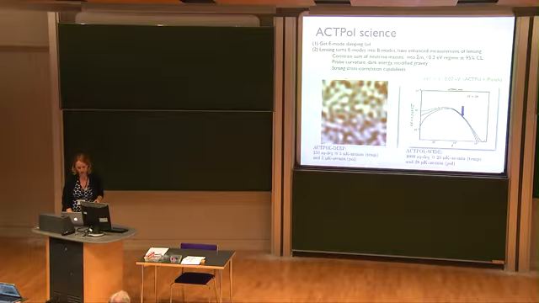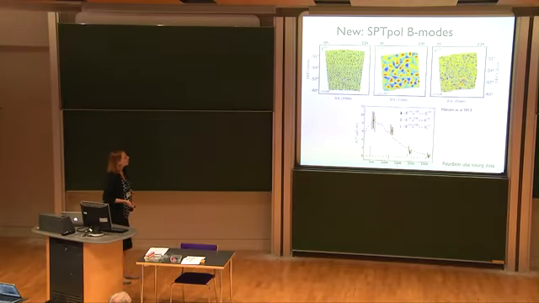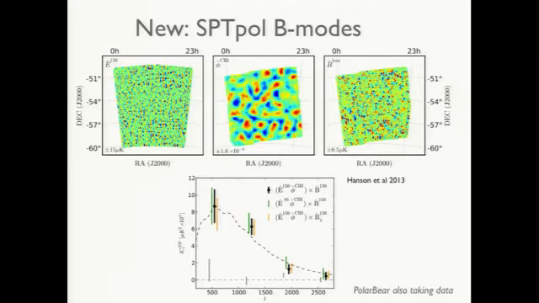My final thing, I just want to advertise a new result that I've had nothing to do with, but I think is very cool, which is the first detection of B-mode lensing from SPTpol. It's been on the sky for the last year or so. This was put out in a paper by Duncan Hanson and the SPT team just recently.